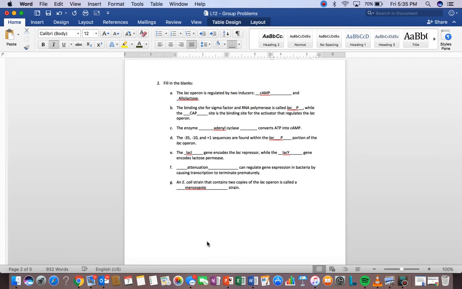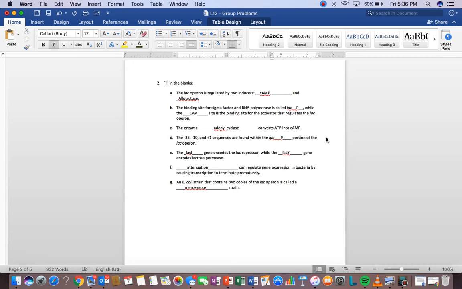Okay, part 2 is fill in the blanks. The lac operon is regulated by two inducers, cyclic AMP and allolactose. The binding site for sigma factors and RNA polymerase is called lacP, while the CAP site is the binding site for the activator that regulates the lac operon. The enzyme adenyl cyclase converts ATP into cAMP, and the -35, -10, and +10 sequences are found within the lacP portion of the lac operon.